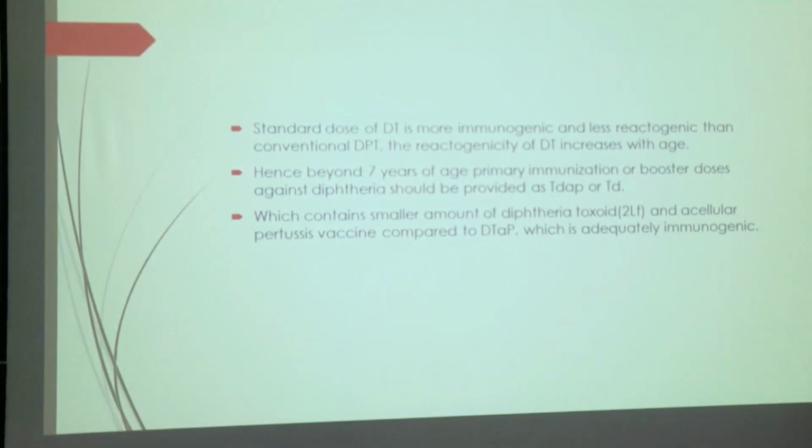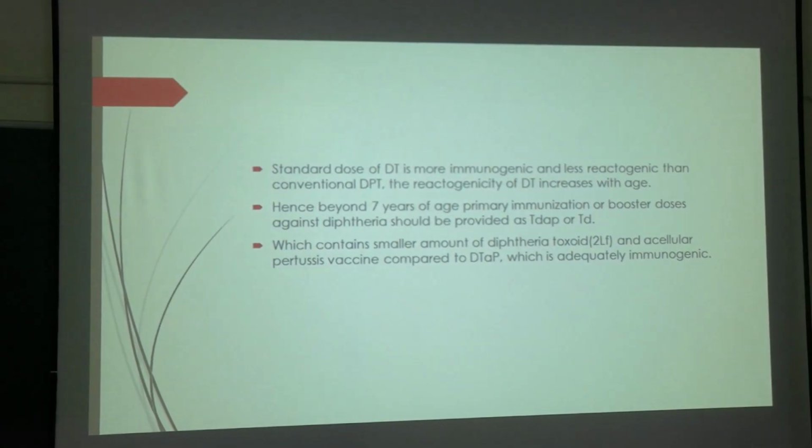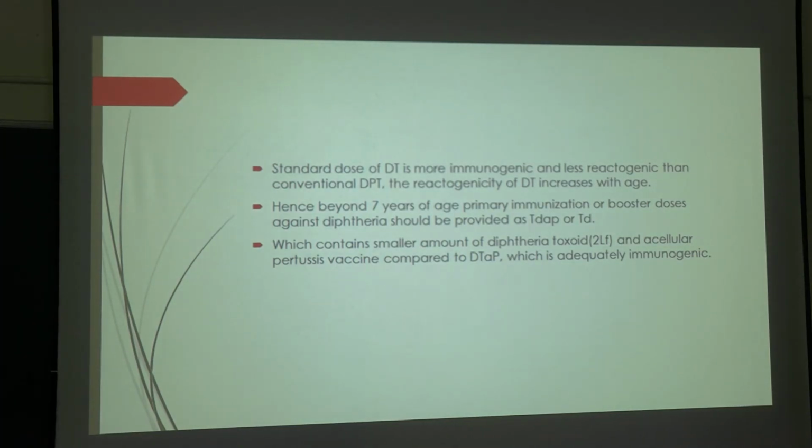Now one important thing is that যখন আমরা নামটা বলছি ডিপথেরিয়া পার্টুসিস টিটেনাস DPT, তাহলে হোলসেল পার্টুসিস যখন বলছি তখন কি আসছে? DTwP, ক্যাপিটাল D, ক্যাপিটাল T, স্মল w, ক্যাপিটাল P। আর acellular যখন বলছি ক্যাপিটাল D, ক্যাপিটাল T, স্মল a, ক্যাপিটাল P। নাও দ্যাট ক্যাপিটাল D portion contains 20 to 25 Lf units of toxoid.